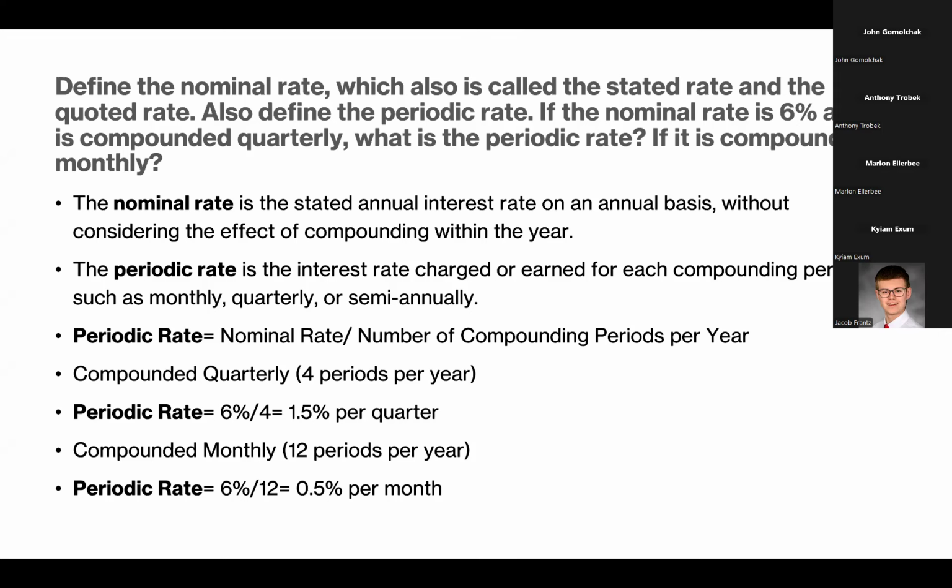So for the first periodic rate, which is quarterly, I took the 6% and then divided it by 4, which gave me 1.5% per quarter. And then for monthly, 6% divided by 12, which gave me 0.5% per month.